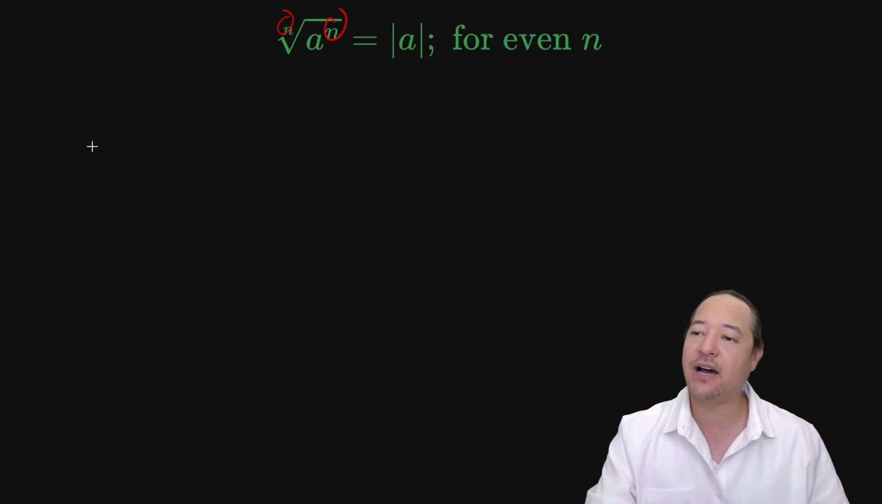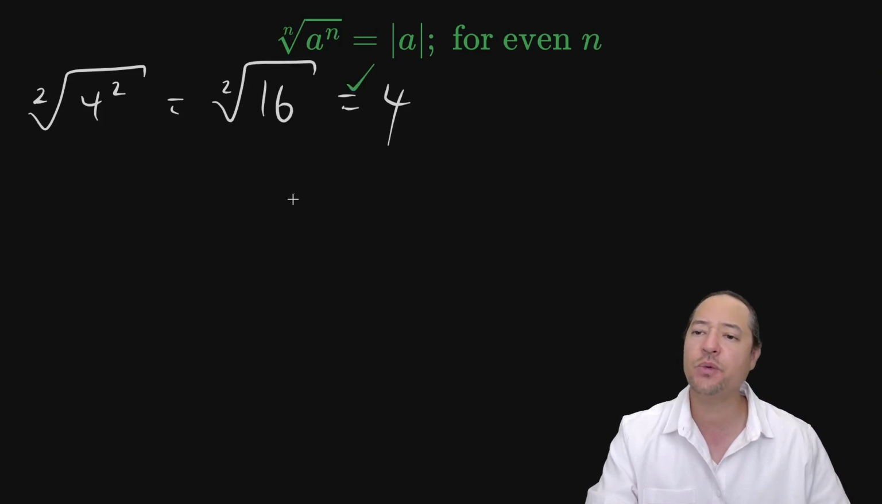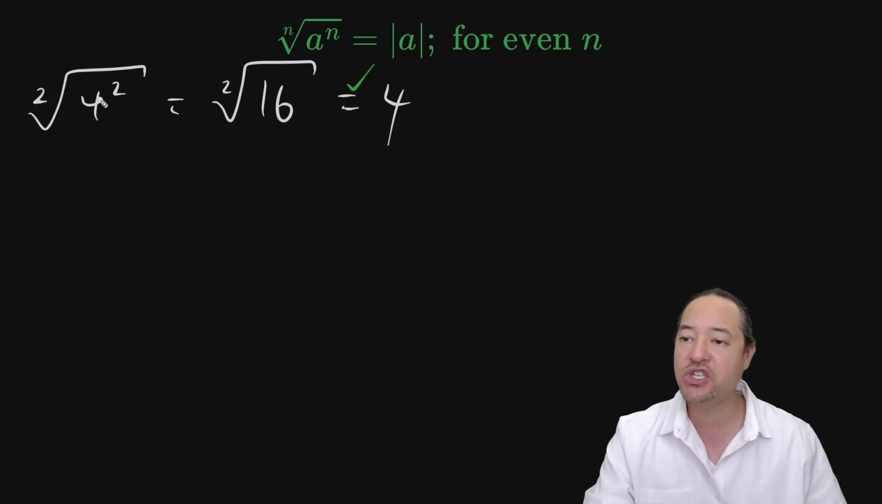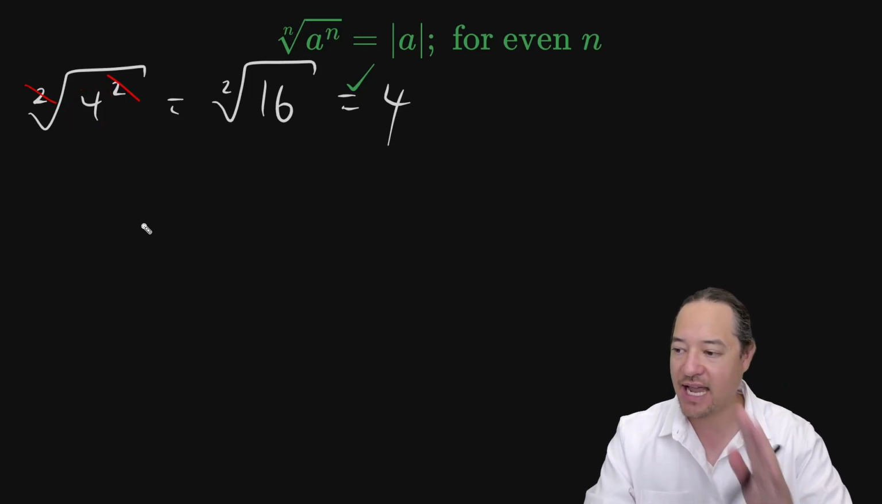So let's try this out. What if we're taking, say, the square root of 4 squared? Okay, what are we going to get here? Well, that's going to be the same thing as, say, the square root of 16, and the square root of 16 is just 4, which is fine. That's what we expect to get, right? We should just be getting this 4 back out. We should have these 2's sort of cancel out, and that's exactly what's happening, right?